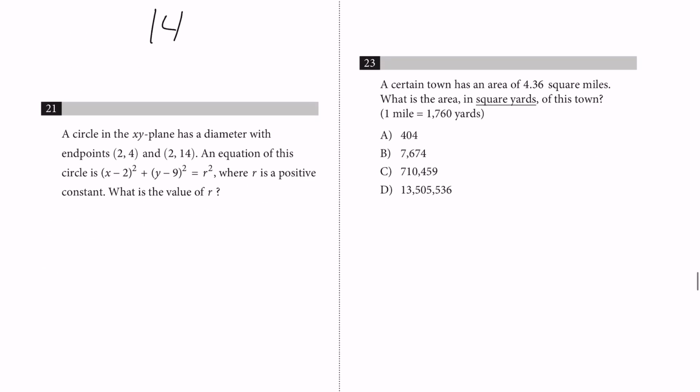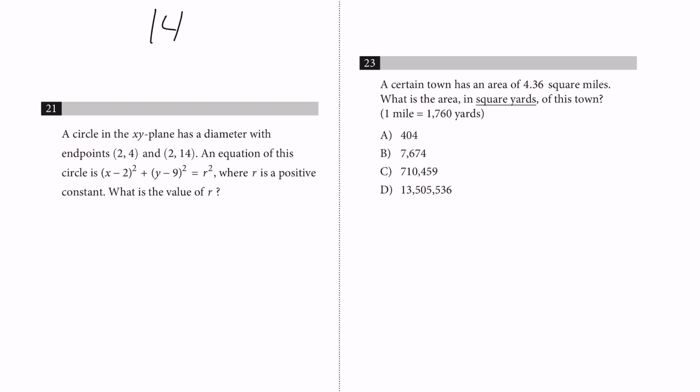All right, for question 21. A circle in the xy plane has a diameter with endpoints (2, 4) and (2, 14). An equation of this circle is (x minus 2) squared plus (y minus 9) squared equals r squared, where r is a positive constant. What is the value of r? So a quick way to do this, you can plug in either of the endpoints and just solve for r.